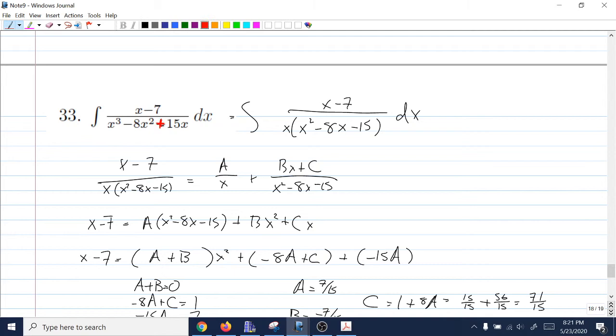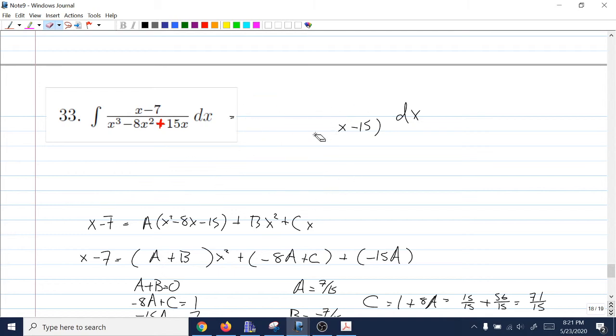I've done enough completing the square tonight. If you completed the square, I'm sorry I made you do it again.